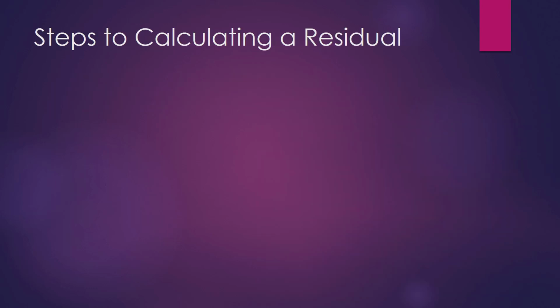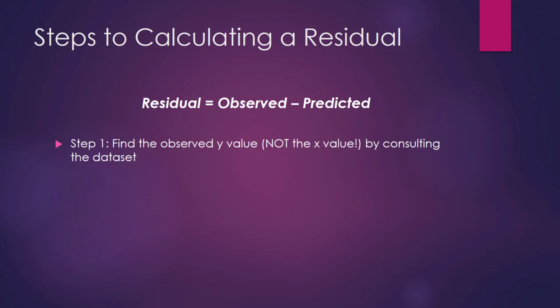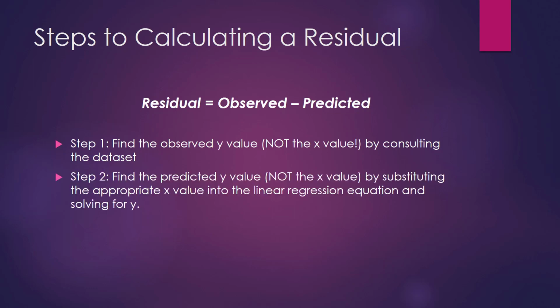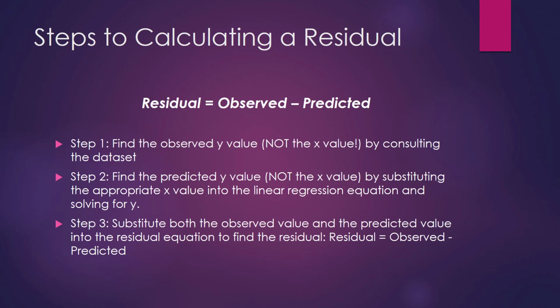Steps to calculating a residual. Remember, residual is the observed value minus the predicted value. The first thing you need to do is to find the observed y value, not the x value, by consulting the data set. Then, you find the predicted value by substituting the appropriate x value into the equation and solving for y. Lastly, you substitute both the observed value and the predicted value into the residual equation to find the residual. Remember, residual is observed minus predicted.